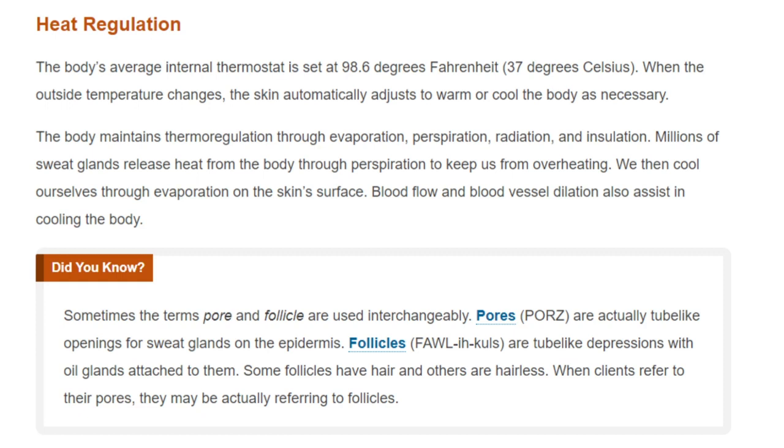Did you know? Sometimes the terms pore and follicle are used interchangeably. Pores are actually tube-like openings for sweat glands on the epidermis.